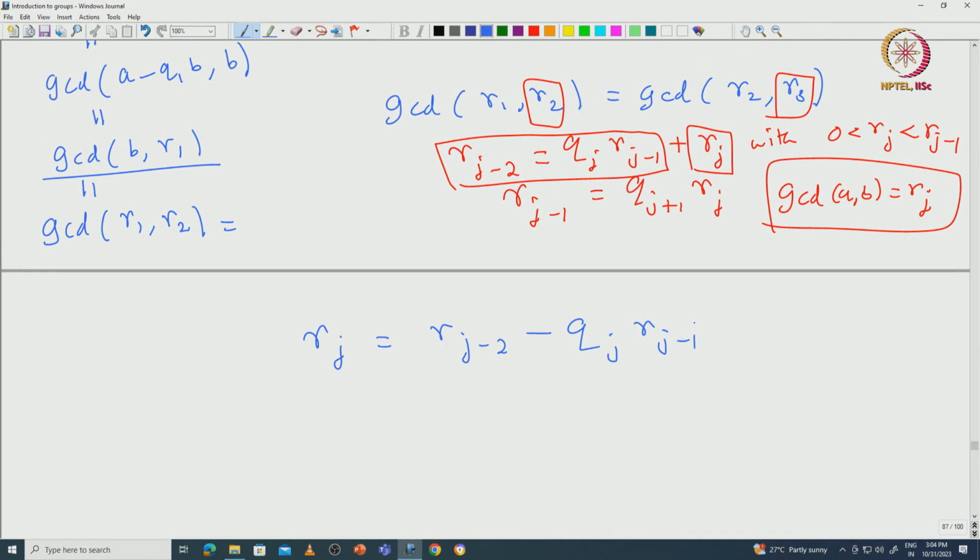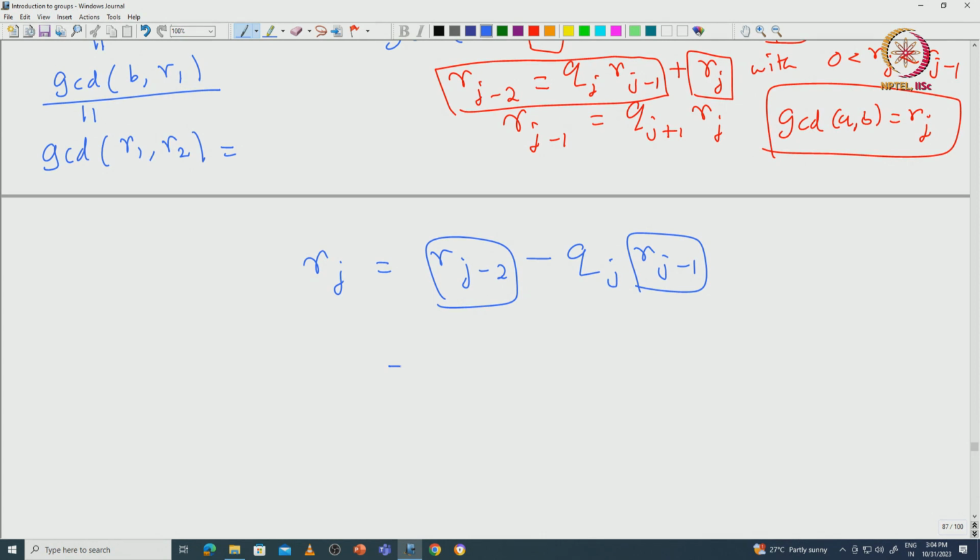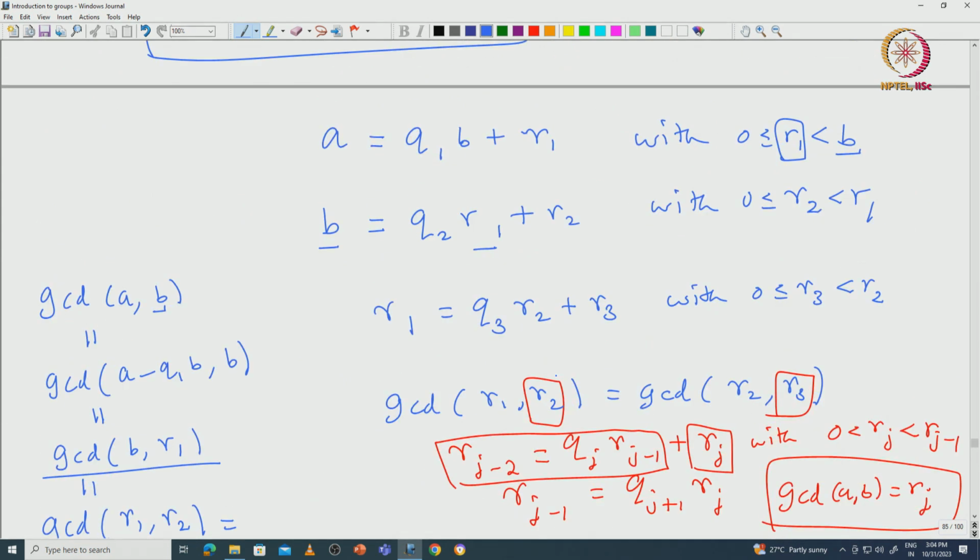and then replacing these quantities back in the previous equation and so on, you will see that there will be some x and y such that R j will be equal to A x plus B y. So, this is just the outline of Euclid's algorithm.